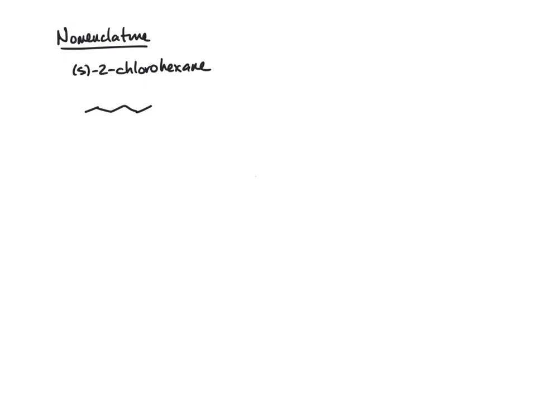So we have 1, 2, 3, 4, 5, 6. There's the hexane. The chlorine is at the 2 position, and so what we need to do now is determine whether that C-Cl bond is a wedge or a dash. Let me ask you a question: if we make it a wedge, what would the stereochemistry be? So it would be R. So we have to depict it as a dash then.